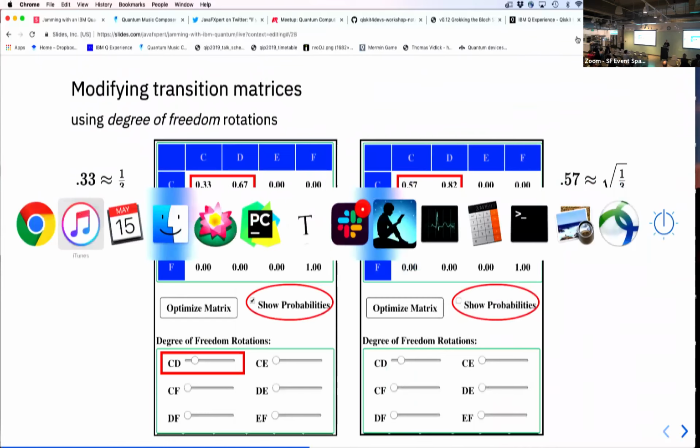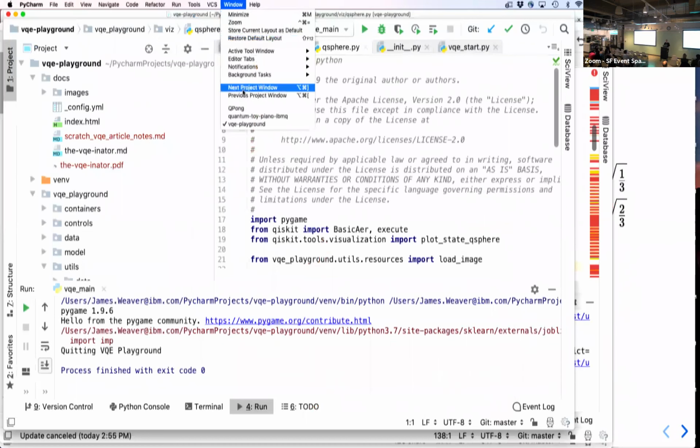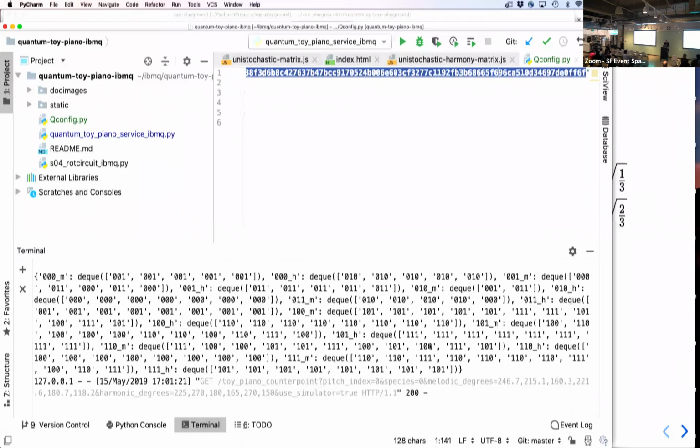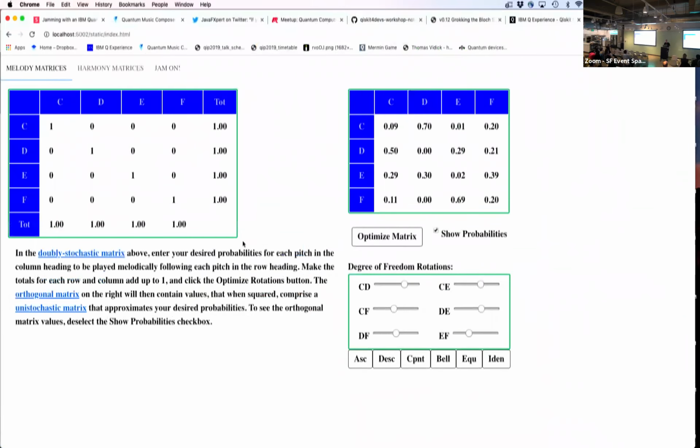So I'm going to go to the application. First of all, start it up. It's written in Python, and it uses Qiskit, which is our open source framework, and it's called Quantum Toy Piano. Oh, it's already running, I think. So we'll go ahead and invoke it here. Right, so I'm going to say the melody matrix, I'm just going to rotate the CD axis here until the probability is what I want. Well, I want a 0.33 probability, a third, that the C will go to the C. And then I want a 0.67, well, that's close enough. There we go, 0.67, 2/3, that a C will go to D. I'm going to have a 2/3 probability that D will go down to C, et cetera. So I'm just changing those probabilities.